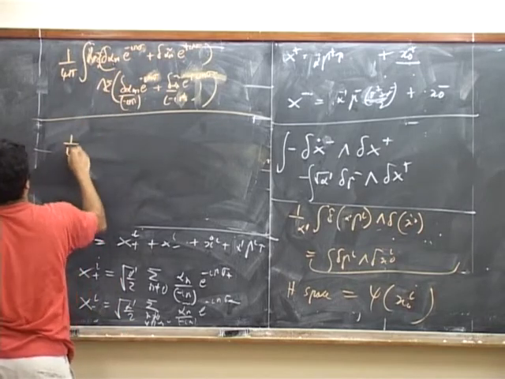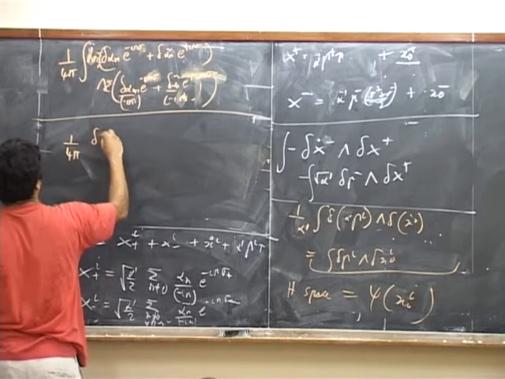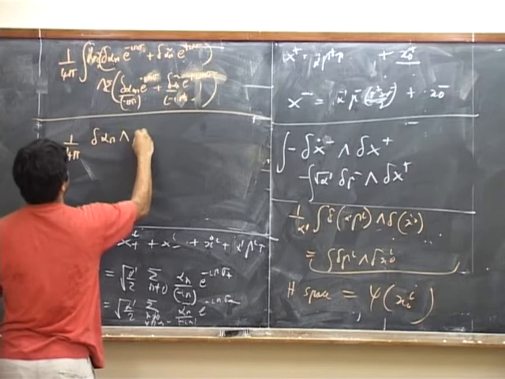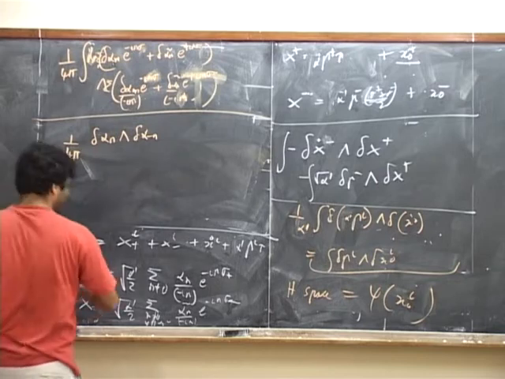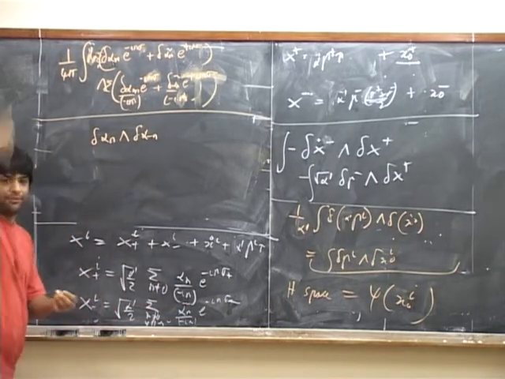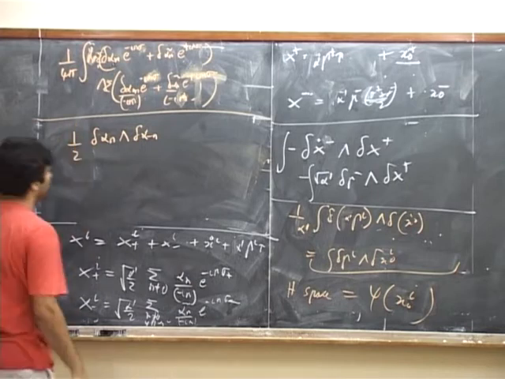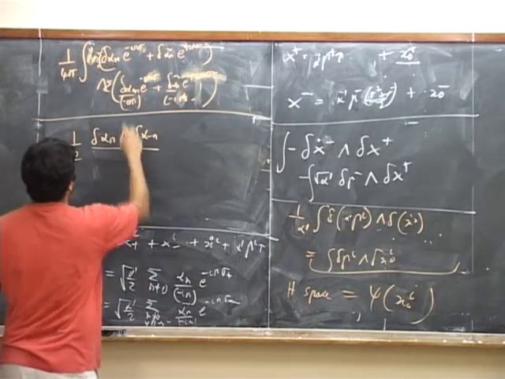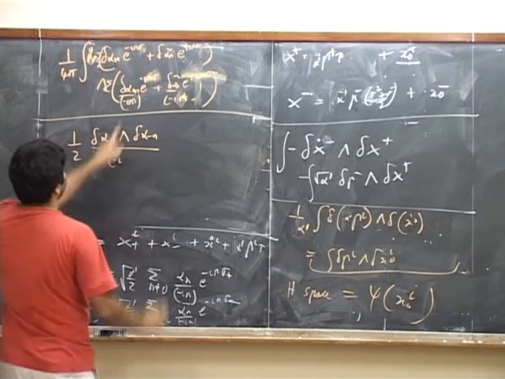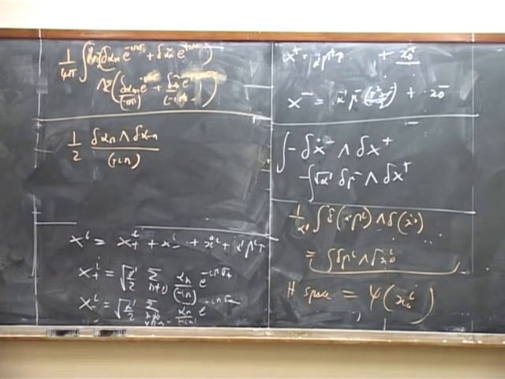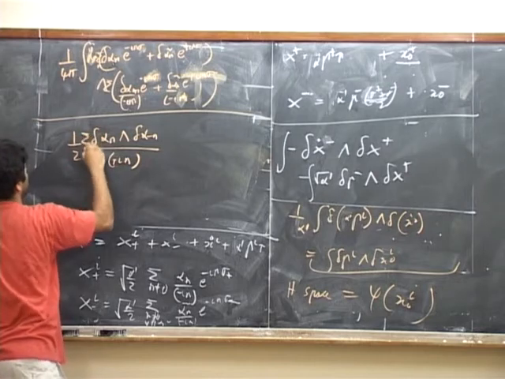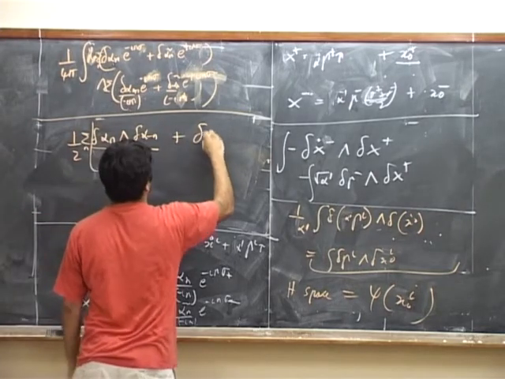We get 1 by 4 pi, then delta alpha n wedge delta alpha minus n. Now the 4 pi has become 1 by 2 because of the 2 pi that we get from the integral over sigma. So 1 by 2 delta alpha n wedge delta alpha minus n, divided by minus i of m, but m was minus n. So plus i n. This is summed over n, and we get the same thing with the other terms.